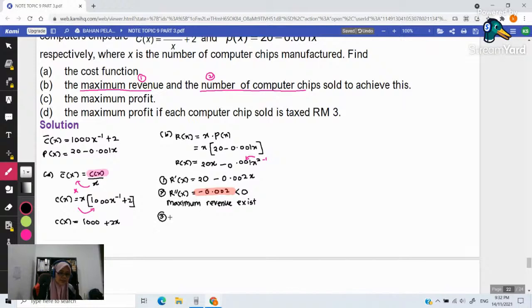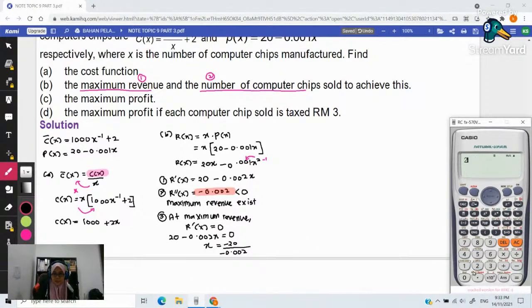So what is your third step? Third step, we need to write: at maximum revenue, R prime x equals 0. Therefore we copy again step number 1, which is 20 minus 0.002x equal to 0. So what is the value of x? Negative 20 divided by negative 0.002. So calculate, negative 20 divided by negative 0.002. The answer is equal to 10,000.